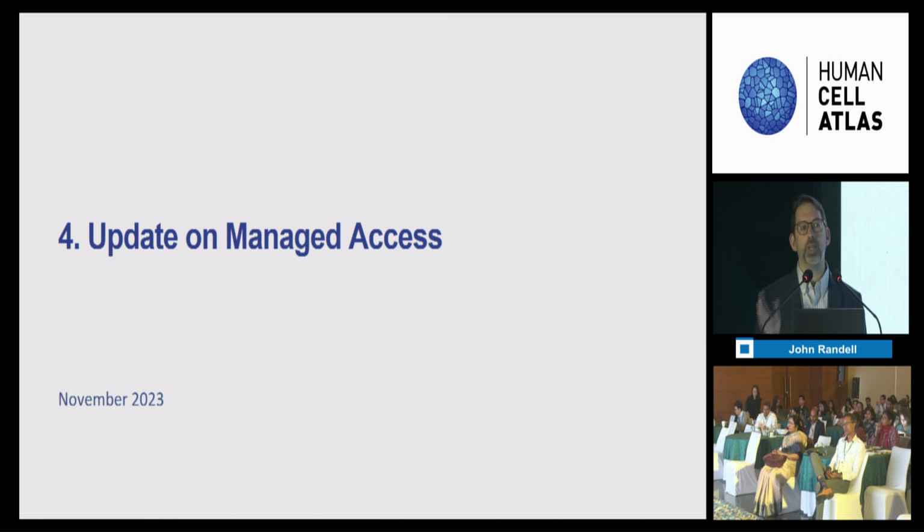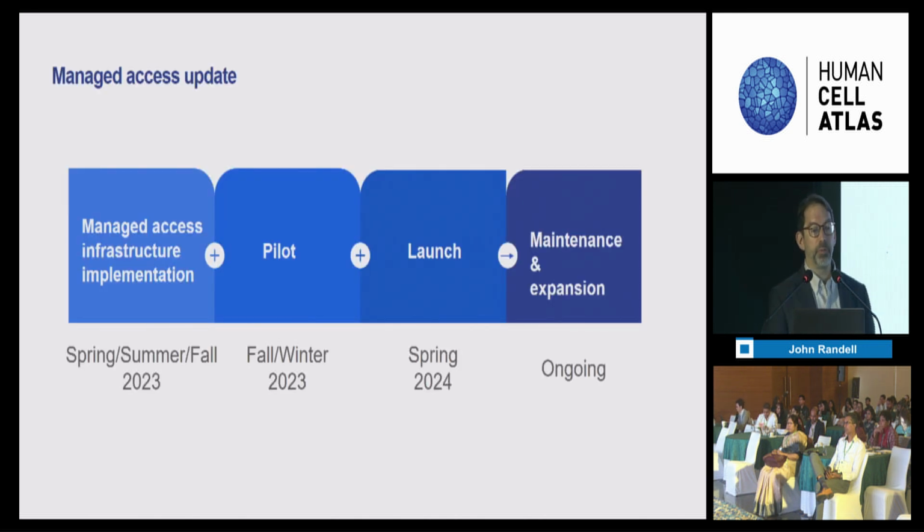So there's a wide range of use cases here, and we're trying to essentially get a one-size-fits-all approach, but also acknowledging that there will have to be some specific elements rolled out as we move ahead. Very briefly, we've been building this up over the year in terms of the infrastructure. We're piloting this with a handful of data sets right now, including data sets from the Asia Immune Diversity Atlas project. We are aiming for a full launch in the spring, and then maintenance and expansion will occur, of course, on an ongoing basis.